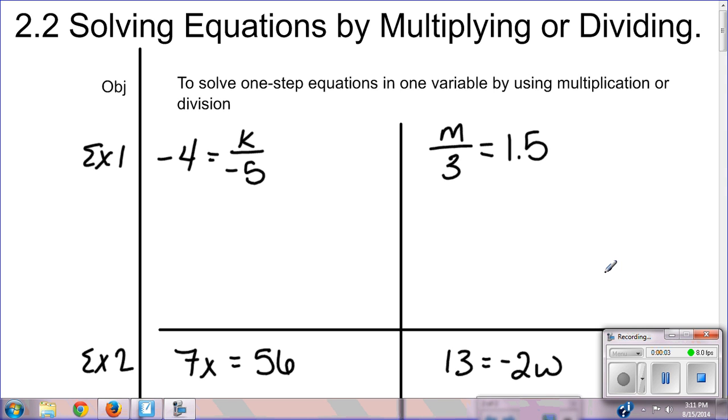Chapter 2, Section 2, Solving Equations by Multiplying or Dividing. Our objective is to solve one-step equations in one variable by using multiplication or division.